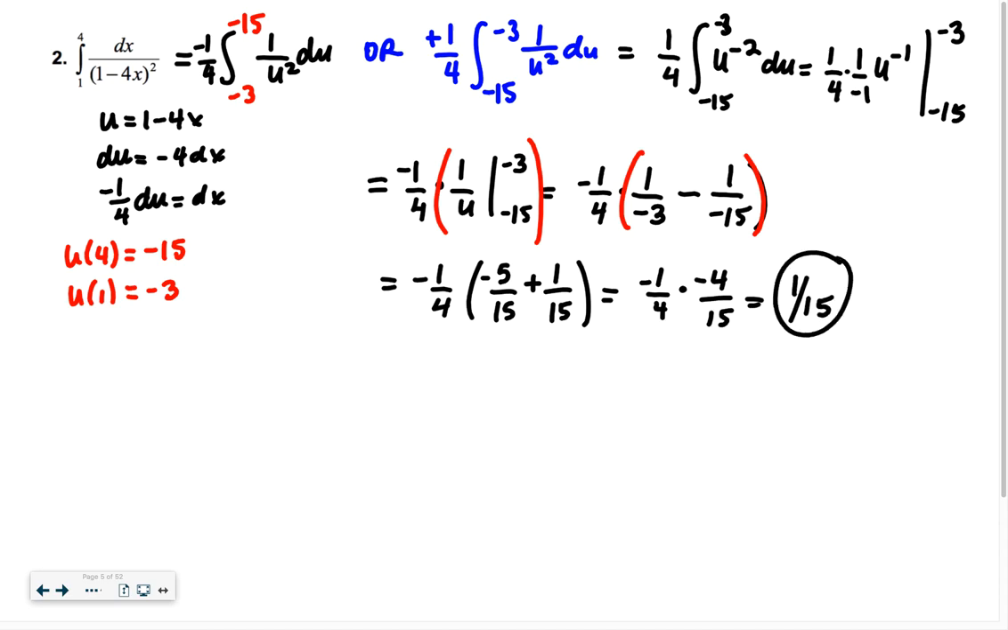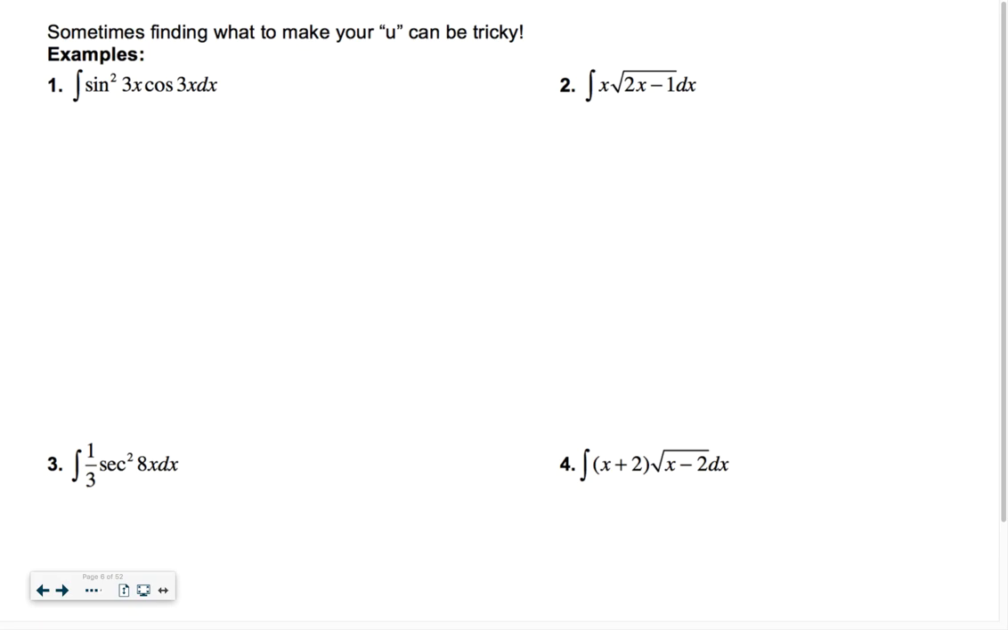Did you guys get 1 over 15 for your answer? It's a lot of negatives. I know. I knew what I was trying to get to because I did it in the last period. So 1 over 15. So actually that one would have been easier if you'd left it from negative 3 to negative 15 because you would have had fewer negatives. But I let you go with what you wanted, so it's fine.